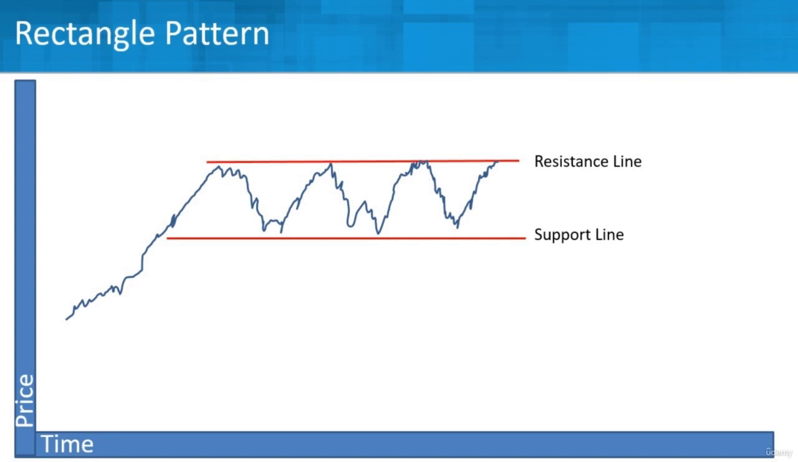And how wide the distance between the resistance line and the support line is will vary by the security and at that moment in time. Sometimes they can be very, very narrow. Sometimes they can be much wider, of course. So it's not so much how wide or narrow it is, it's more that it's actually formed this rectangular pattern. And if we look at that, you can say, oh, well, there are opportunities where I might want to buy, or opportunities where I might want to sell within a rectangle pattern.